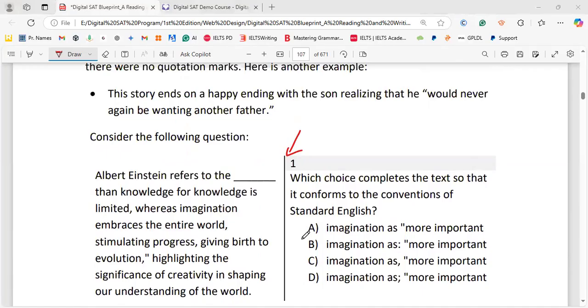It is A because here Albert Einstein refers to the imagination as more important than knowledge. And as you see here, we didn't have, for example, Albert Einstein said. If you have something like that, like said here, imagination is more important than knowledge, this is something else. Okay.